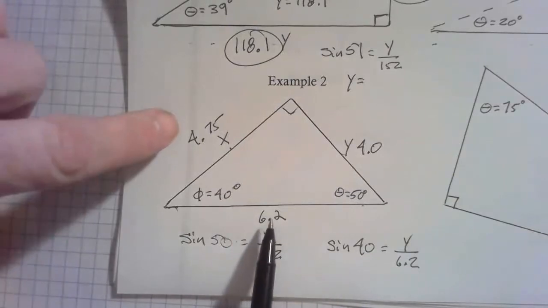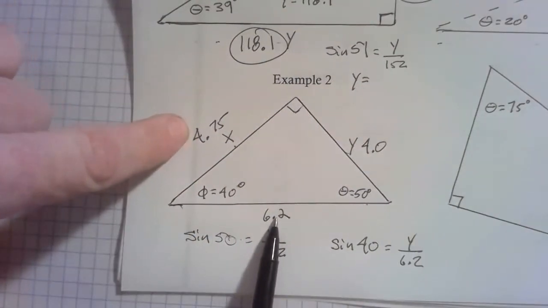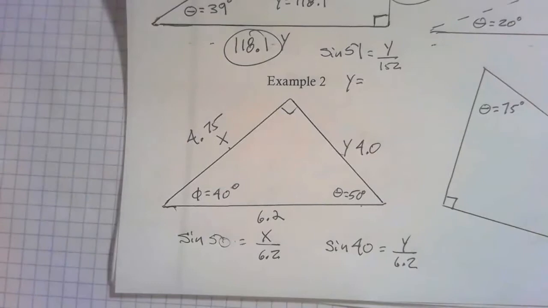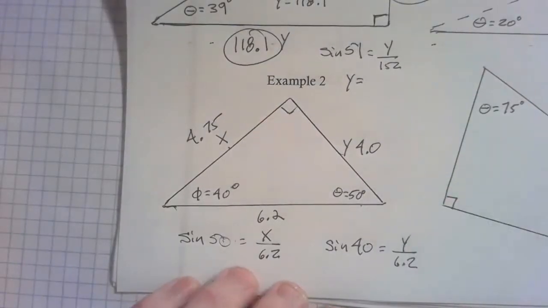Now, I could get one. Once I got this one, I could do Pythagorean theorem. I could do 6.2 squared minus 4.75 squared, and then take the square root. And I get 3.98, so yeah, about 4. That works.